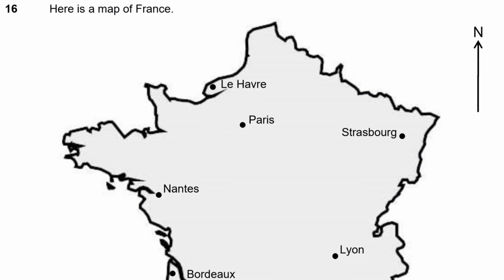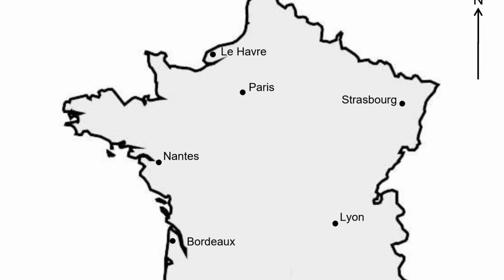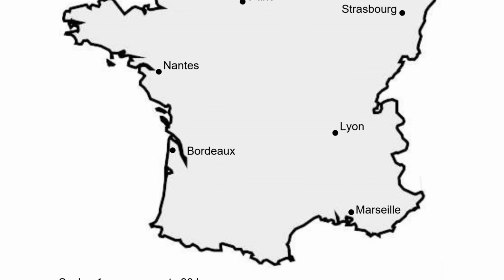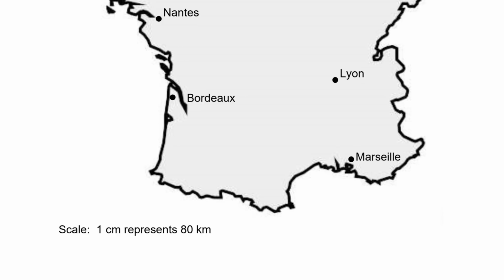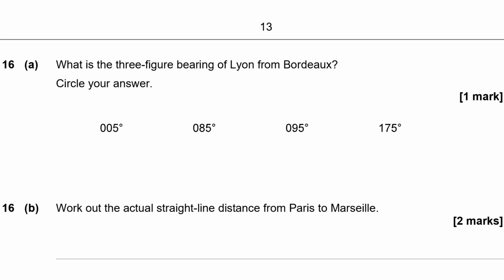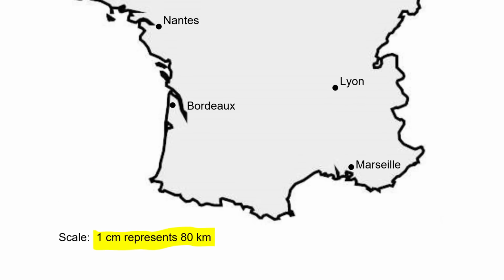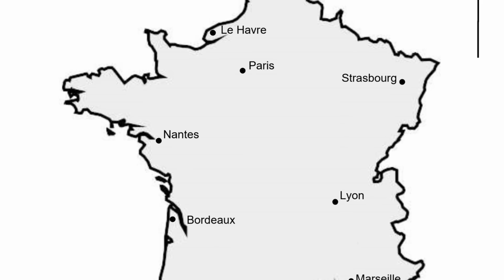Question 16. Here is a map of France, and we can see we've got several cities marked on the map, and we've got a scale down here. It says 1 centimeter represents 80 kilometers. Okay, what's the question ask? Over the page. What is the 3-figure bearing of Lyon from Bordeaux? So we're going to start in Bordeaux and we want to go to Lyon.